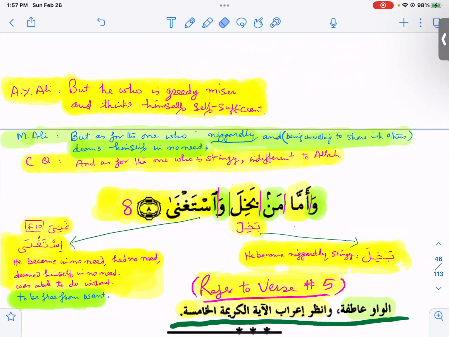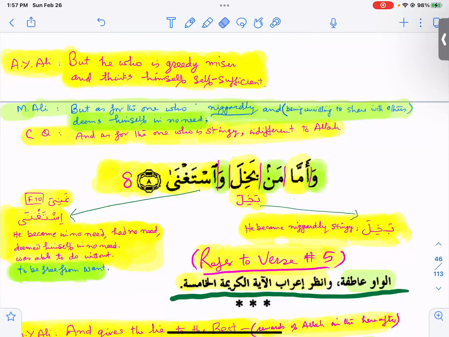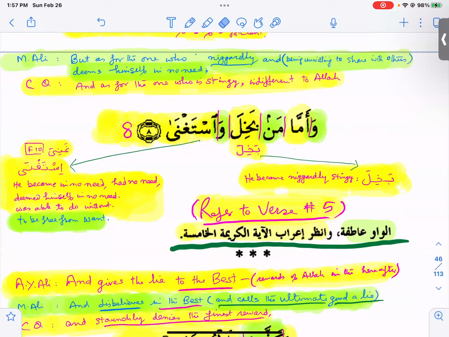amma man bakhila wastaghna. Now again, see, this comes here and it says here, waw 'atifa, waw 'atifa, fine. Unzur i'rab ayatil karimati khamsa. So it means, refer to verse number 5. You should see the i'rab of this sentence in verse number 5 and try to do it your way. Write on a piece of paper what we did in verse number 5, fill in the blanks. You do it. This is an exercise, homework I'm giving you, that you will do on a piece of paper. Go to verse number 5 and write this down and fill in the blanks.